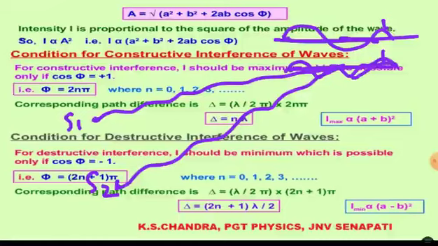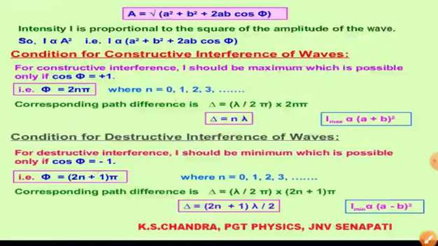That is the meaning. So whenever the path difference is a multiple of lambda, there will always be a constructive interference, and so your maximum intensity will be the square of the sum of the two amplitudes. It will always be there. Likewise, for destructive interference of waves, cosine of phi will be minus 1. Got it?